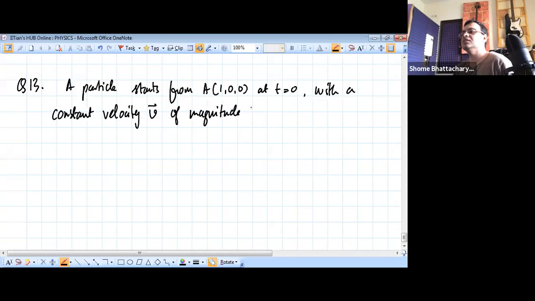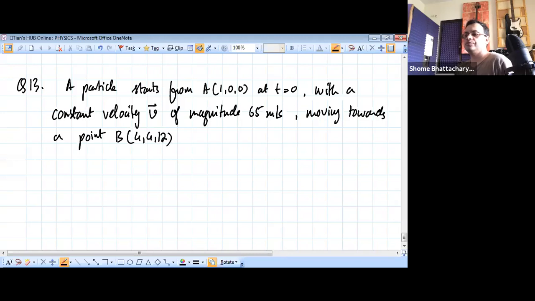Constant speed is 65, which means the magnitude of velocity is 65 meters per second, moving towards a point. Another point given to us is B, which has coordinates 4, 4, 12. So this is the information given: it's moving directly towards the point B from A, with a constant velocity of magnitude 65 meters per second.